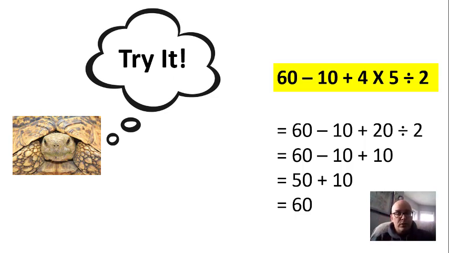So 20 divided by 2 is 10. Put that down, and then we just follow it down. We get 60. You getting the hang of this? I think you're getting the hang of this.